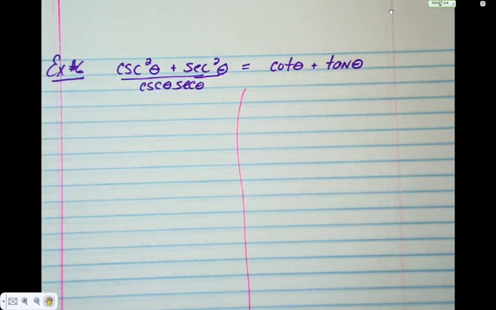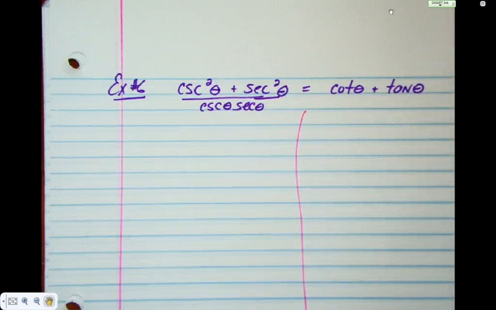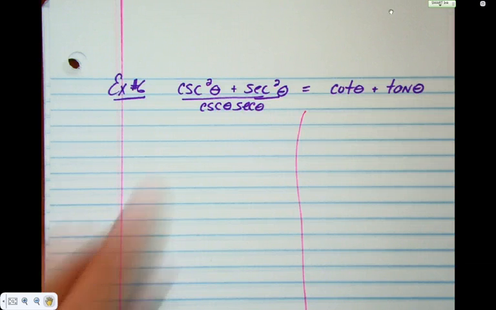First thing is pick a side. So to you, which looks like the more complicated side, left or right? Okay, so let's go to the left. What do you want to do? Well, the first hint is usually change to sine and cos, so let's do that.